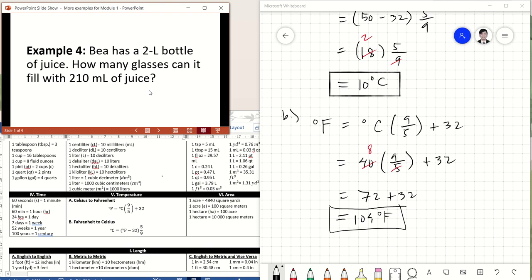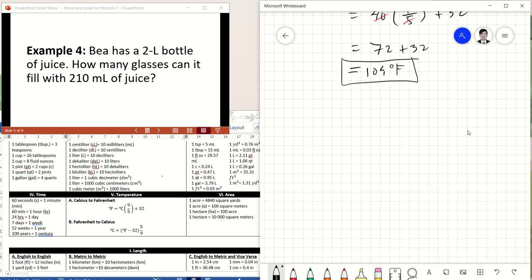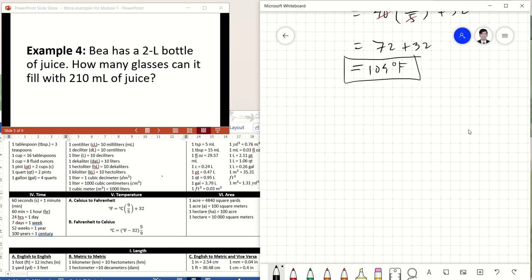Okay, let's proceed to example 4. Bea has a 2-liter bottle of juice. How many glasses can it fill with 210 ml of juice? To solve example 4, first of all, we have to convert 2 liters to ml. We need to convert at the first place because the glass is in ml, so they must have a uniform unit.